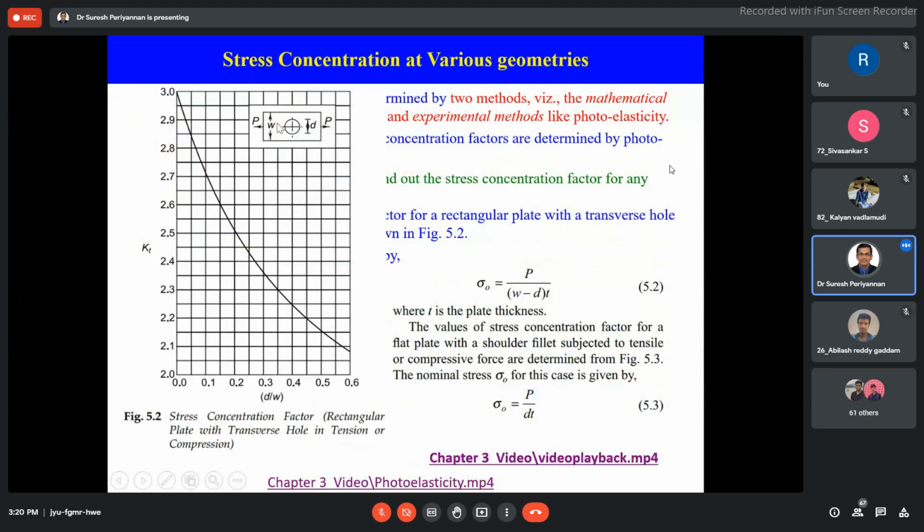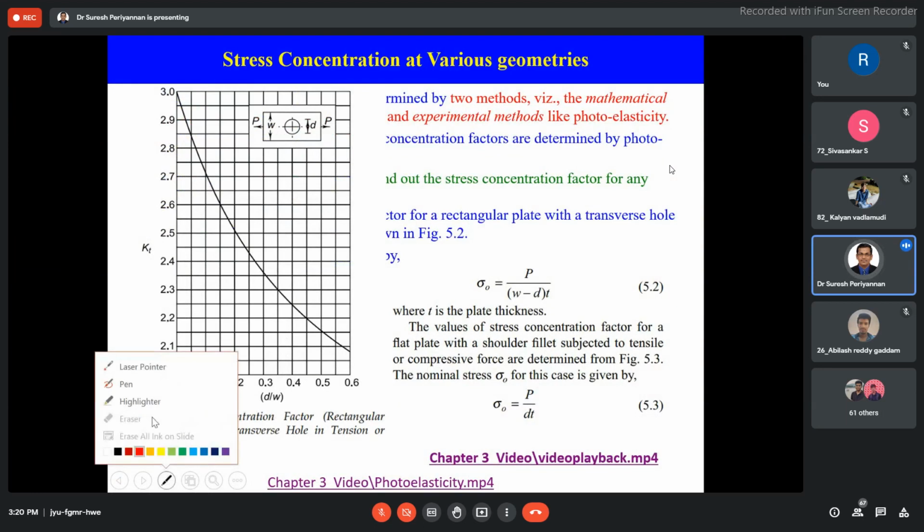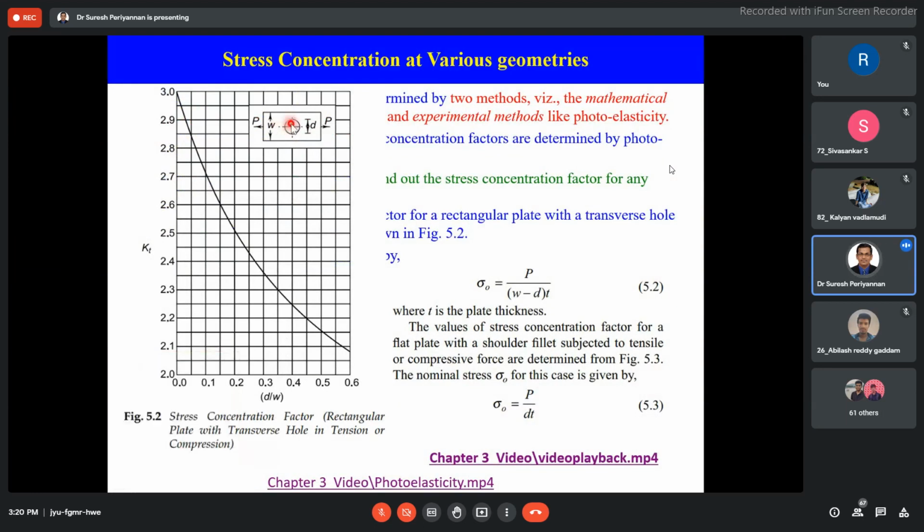This is the plate thickness T subjected to transverse hole here, diameter small d. Okay, now see this. I mean, this graph obtained by the people who might have done enough number of research and experiments, then they came to final conclusion. Then straight away we are using this for our application. Suppose the plate width is W, and the internal transverse hole is a small diameter D. When the D by W ratio is changing from 0 to 0.6.